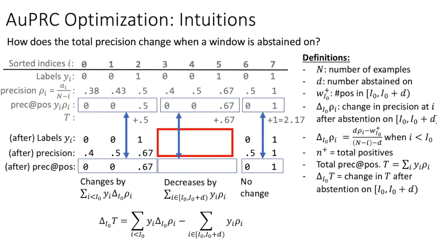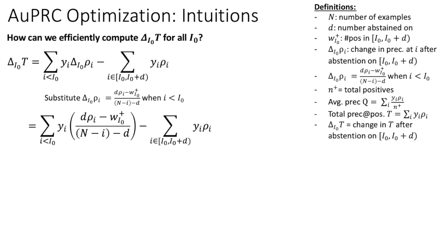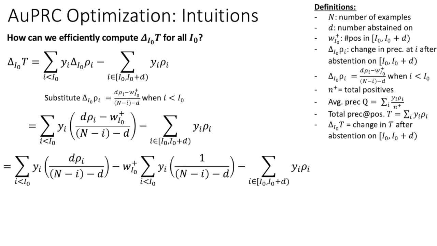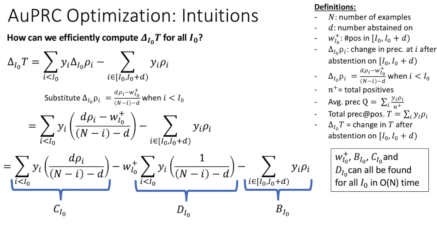How can we efficiently compute the change in the total precision for all possible values of I0? If we substitute in the formula for delta I0 ρi that we calculated earlier, we get the formula shown. We can then split this into three separate terms and define bI0, cI0, and dI0 as shown. After some inspection, it turns out that all of the terms needed to find delta I0 t can be computed in O of n time for all values of I0.